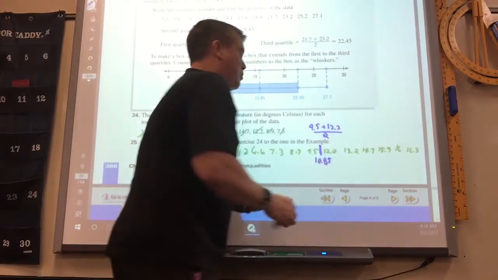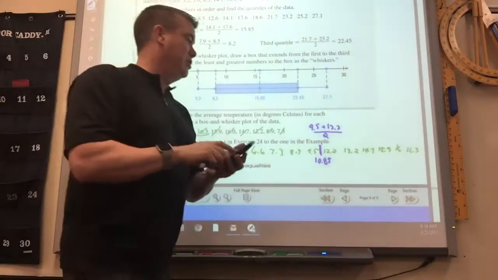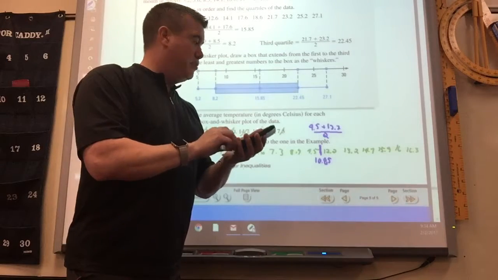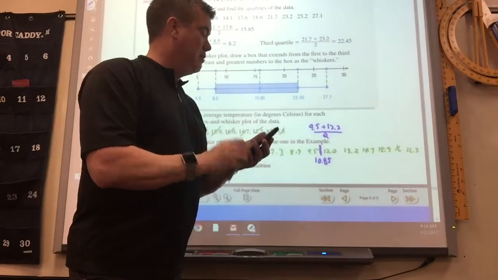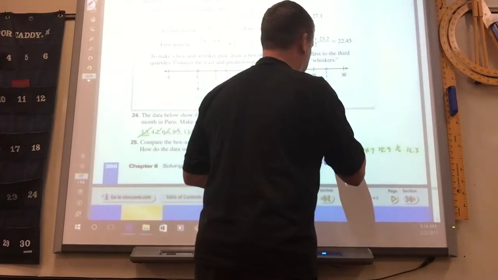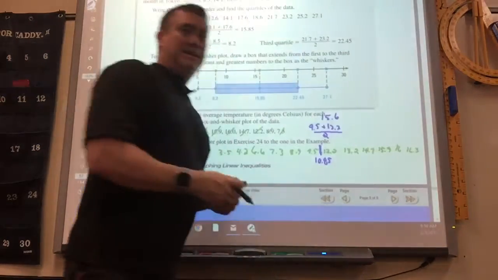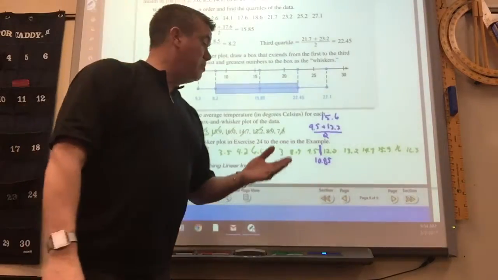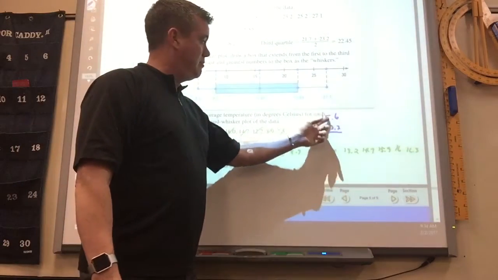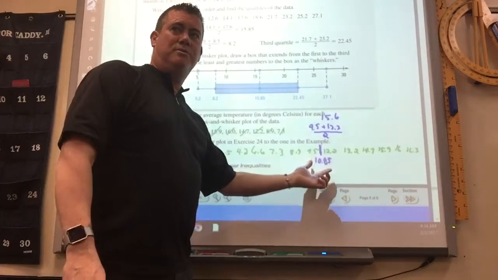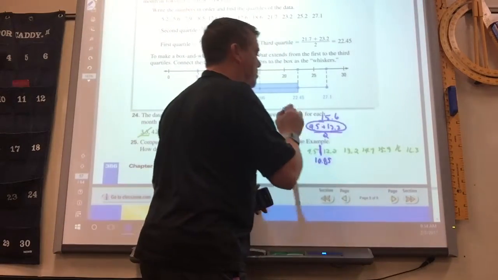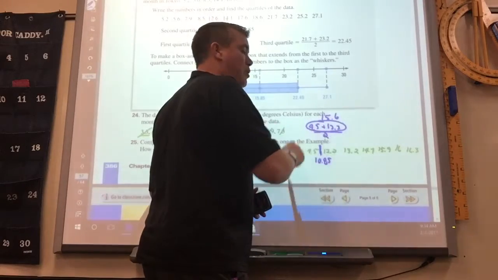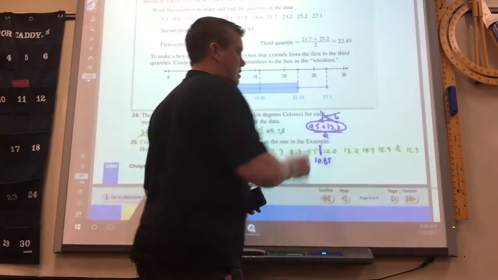Now, some people were making this mistake. They were doing this on the calculator: 9.5 plus 12.2 divided by 2, and they were getting 15.6, because they didn't press equals. You should be able to recognize that if you look. 15.6 is not in between these two numbers. When you do this, remember, once you add these two, you've got to press equals to figure out what that is before you divide by 2. Otherwise, it's going to give you a wrong number.